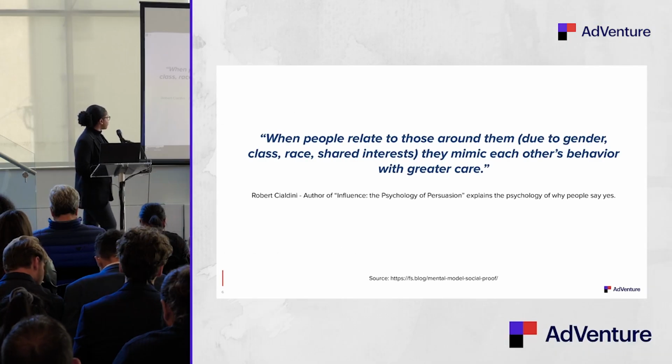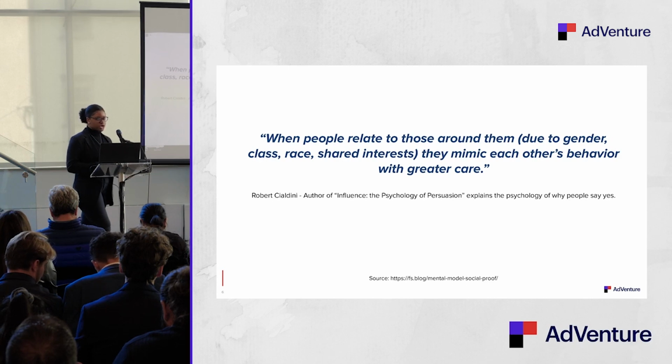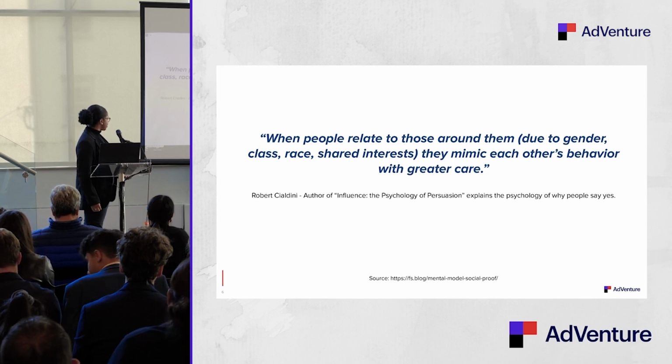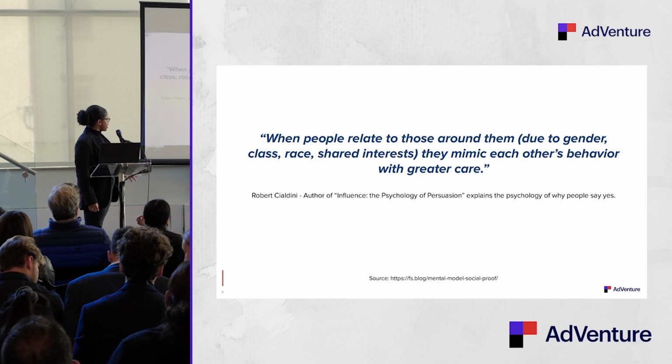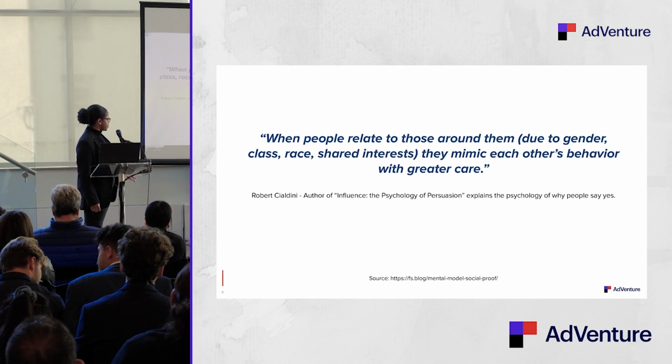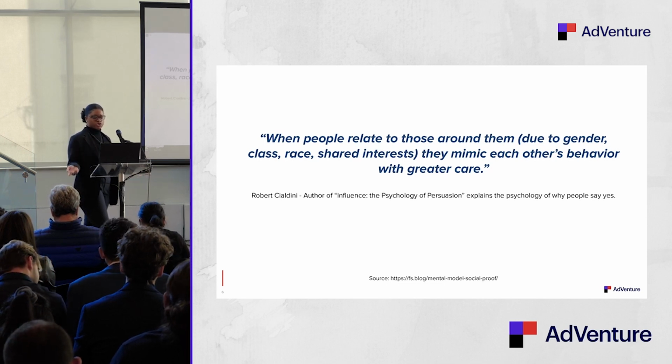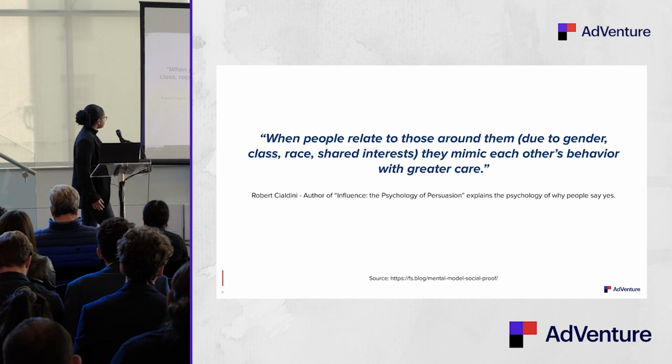So here we have a quote from Robert Cialdini, who's the author of Influence, the Psychology of Persuasion. So he kind of wrote and studied the psychology of why people say yes. So in this quote, it reads, "When people relate to those around them due to gender, class, race, and shared interests, they mimic each other's behavior with greater care." So this is just an example of kind of social proof. Usually when you see people that you're relatable to doing something, it'll also influence you to do that same thing. For instance, like making a purchase if you do see those UGC ads.